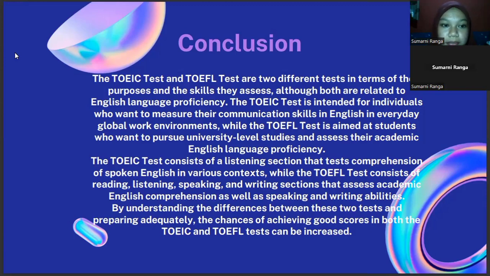language proficiency. The TOEIC test consists of a listening section that tests comprehension of spoken English in various contexts, while the TOEFL test consists of reading, listening, speaking, and writing sections that assess academic English comprehension as well as speaking and writing abilities. By understanding the differences between these two tests and preparing adequately, the chances of achieving good scores in both the TOEIC and TOEFL tests can be increased.